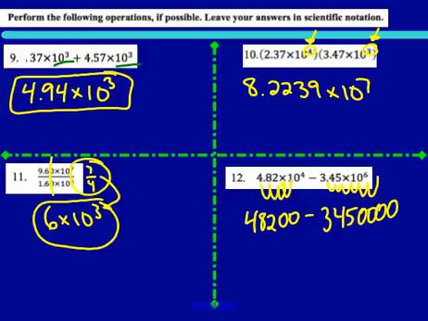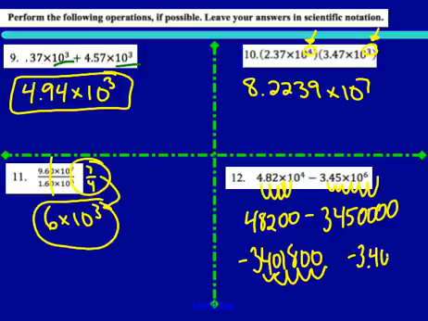When you do that, a lot of you will grab a calculator and do that. I don't blame you. I get negative 3401800. So what I would do is I'd probably move this in 1, 2, 3, 4, 5, 6. So it looks like it's going to be negative 3.4018 times 10 to the negative 6.